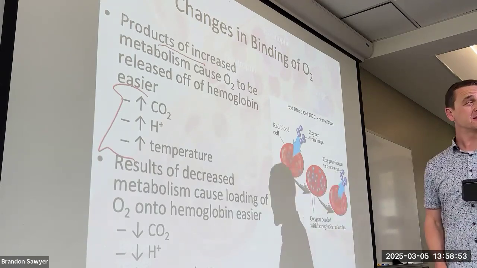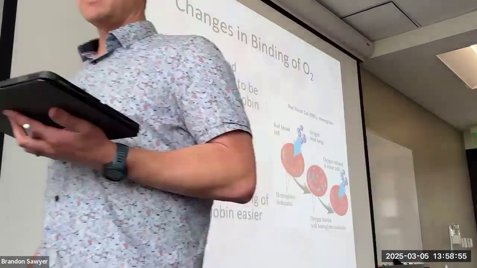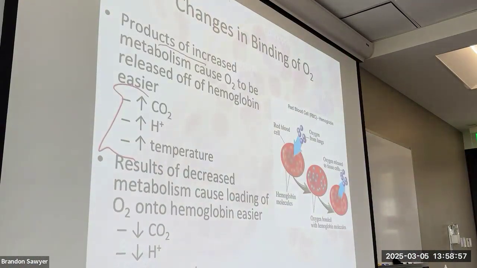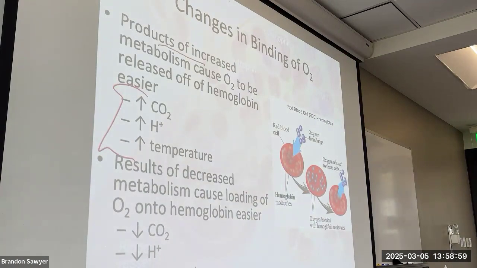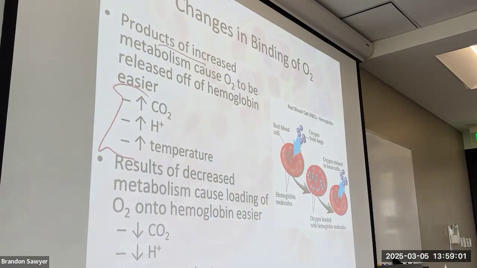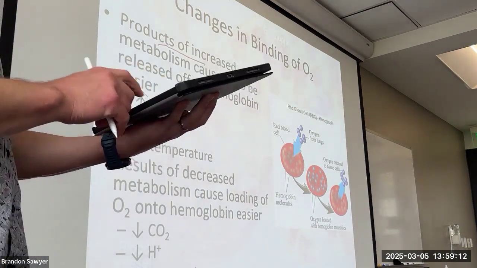So the things that are going to decrease unloading, or make the hemoglobin hold on to oxygen more strongly, would be low CO2, low hydrogen, low temperature. Those are all signs that we're not doing much metabolism, right? So then there's no reason to drop off a bunch of oxygen if we're not using a lot of oxygen in that area. Okay, questions on that?